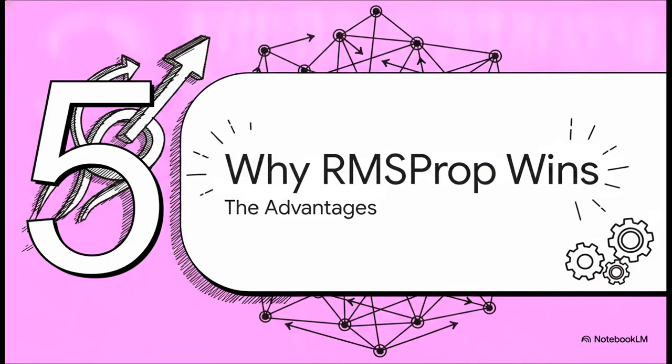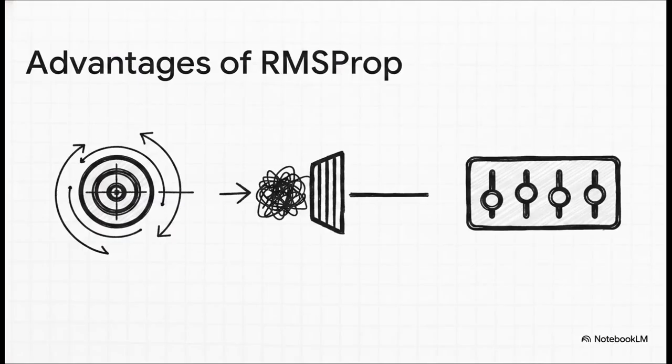And that brings us to part 5, why RMSProp wins and its advantages. So what should you really take away from this explainer? Well, directly from the source material, RMSProp offers 3 major practical advantages based on the exact math we just covered. First, it handles non-stationary objectives beautifully. Because the decay rate, rho, aggressively forgets the distant past, the algorithm easily adapts when the underlying data distribution changes over time.